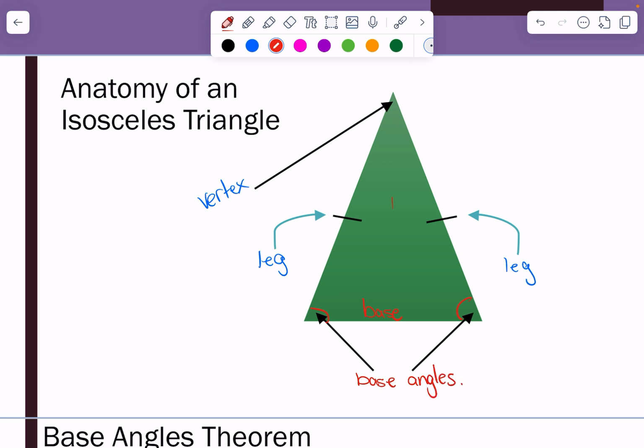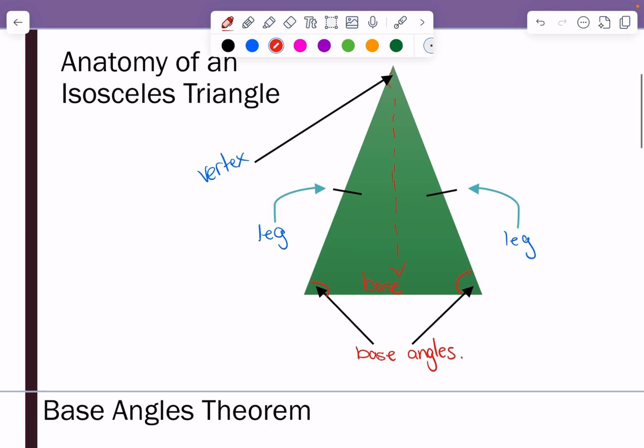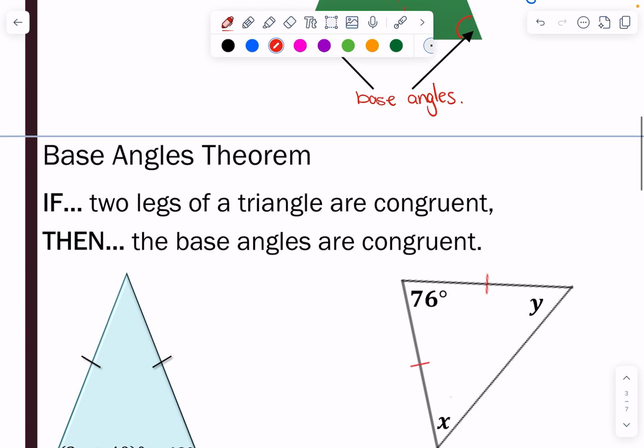Okay, so we have the vertex. The two sides that are congruent are called the legs. And then we have the base, and the base has two base angles as well. First theorem that we have with isosceles triangles: if two legs of a triangle are congruent, in other words, isosceles, then the base angles are congruent.